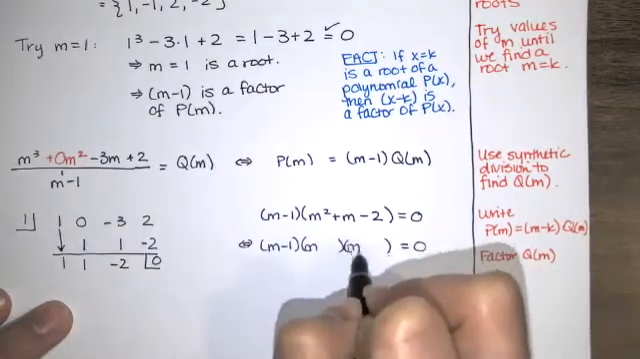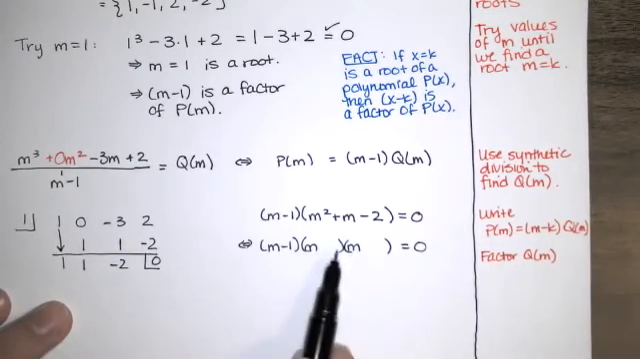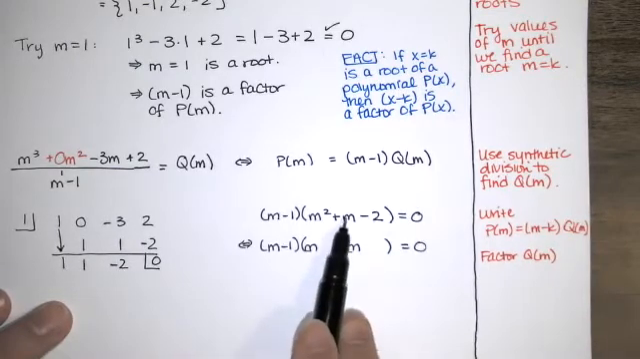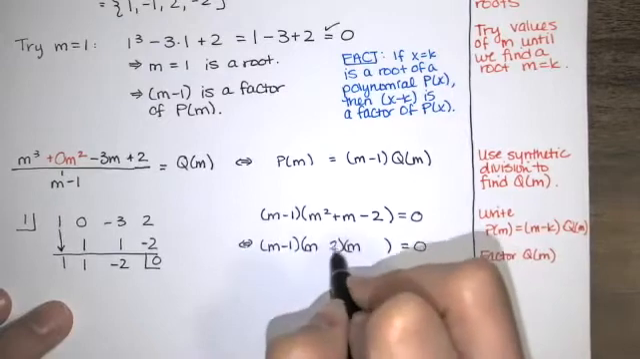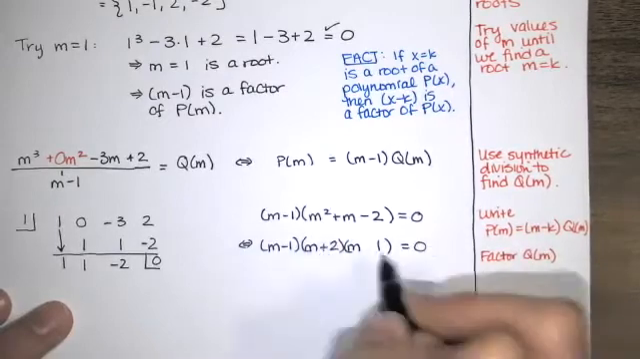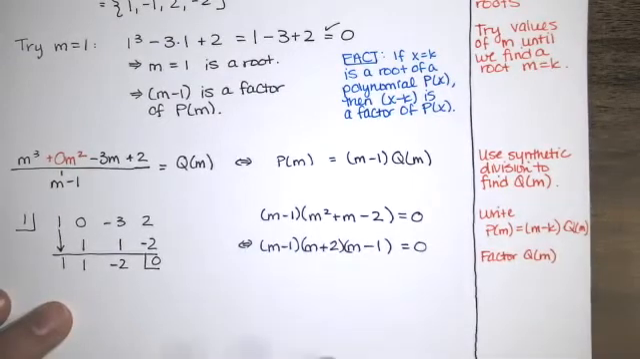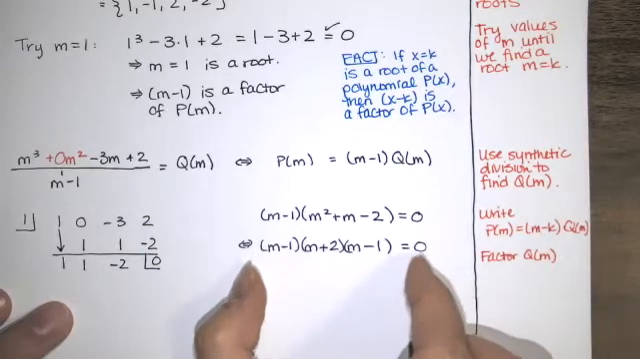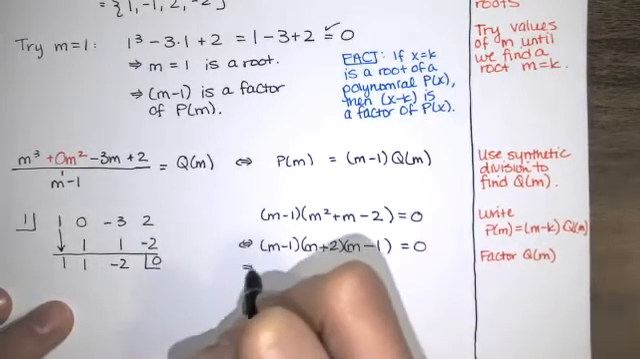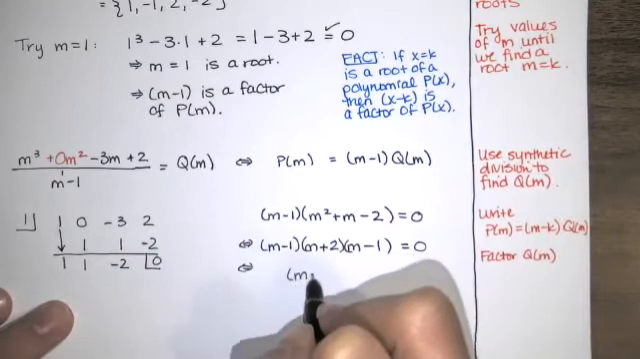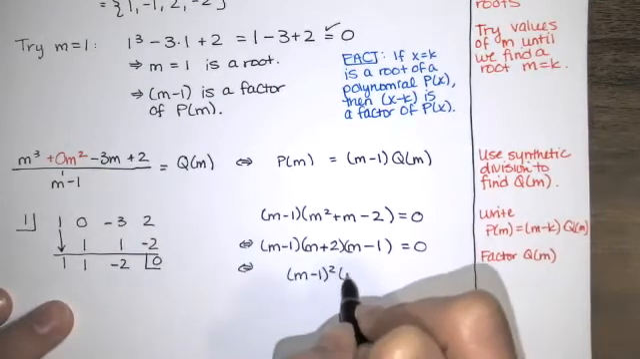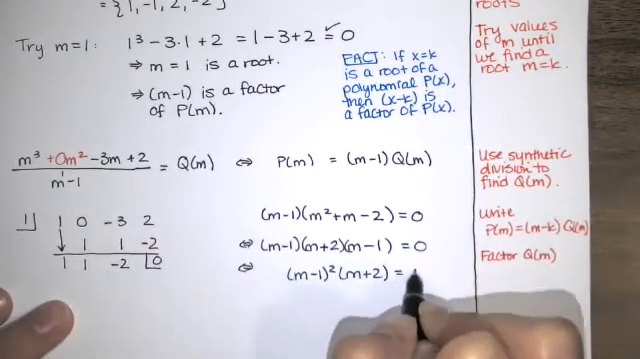So I'm looking for two numbers that multiply to give me -2 and add to 1. 2 and 1 will work if the 2 is positive and the 1 is negative. So this is the factored form of that characteristic equation. Notice that m minus 1 appears twice. So that's m minus 1 squared times m plus 2 equals 0.